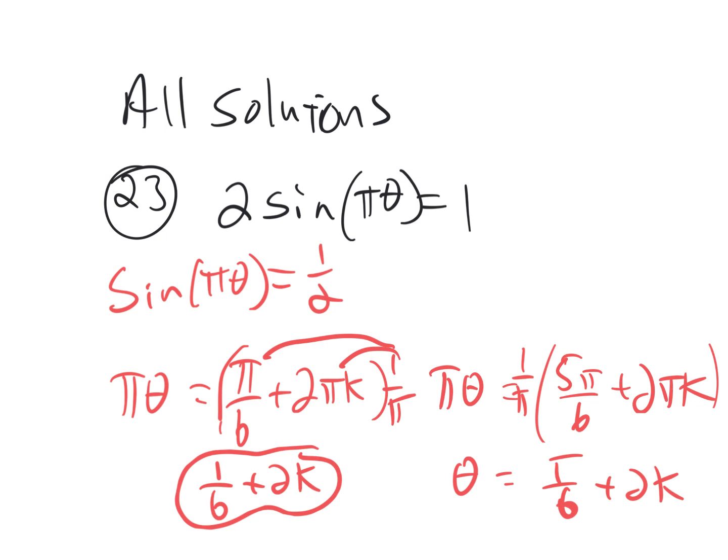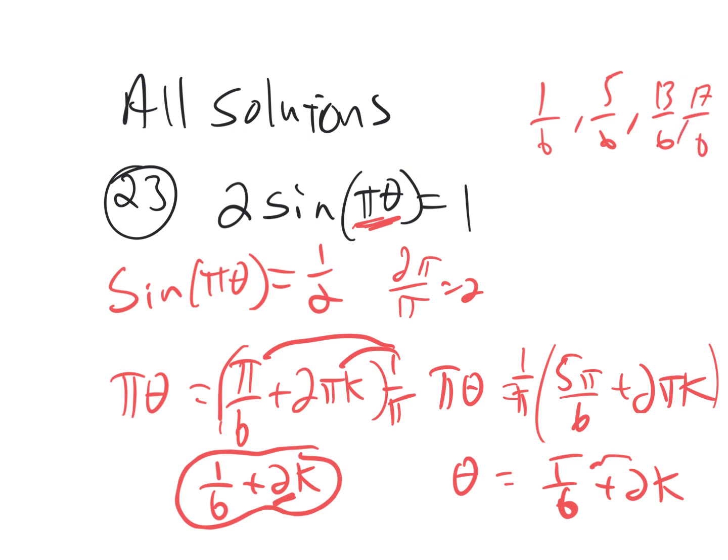So here, let me write these out. I know the first solution is 1/6. The second solution is 5/6. If I wanted a third solution, I would add 2 because that's the period of this function, right? 2 pi divided by pi is 2, so that's where that came from. So I'm going to add 2 to that. 2 is 12/6, so that'd be 13/6. Then I'm going to add 2 or 12/6 to 5/6, which is 17/6, the fourth solution, and I could keep going as many times as I wanted. Okay, so that's how you deal with it when there's an argument inside the parenthesis.